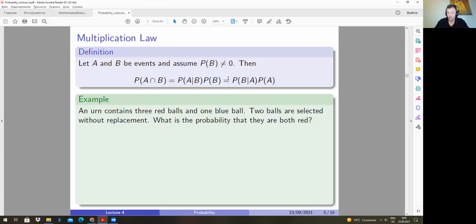So now, an example. An urn contains 3 red balls and 1 blue ball. 2 balls are selected without replacement. What is the probability that they are both red? Try to calculate this yourself. Try to think about this and what is the result.